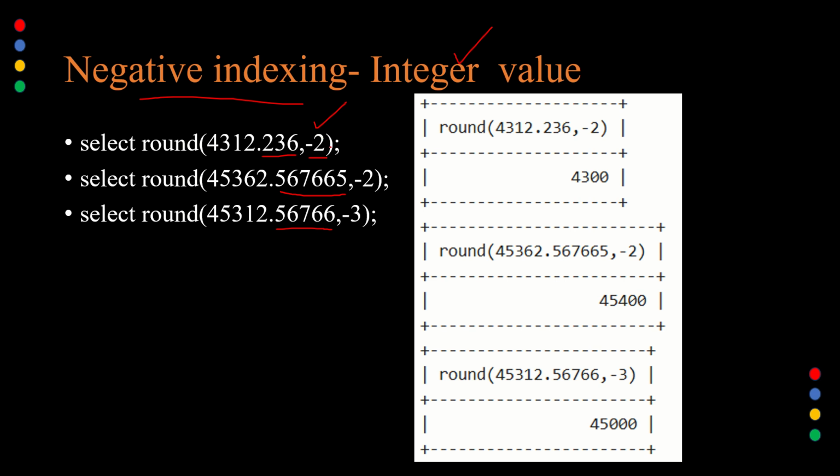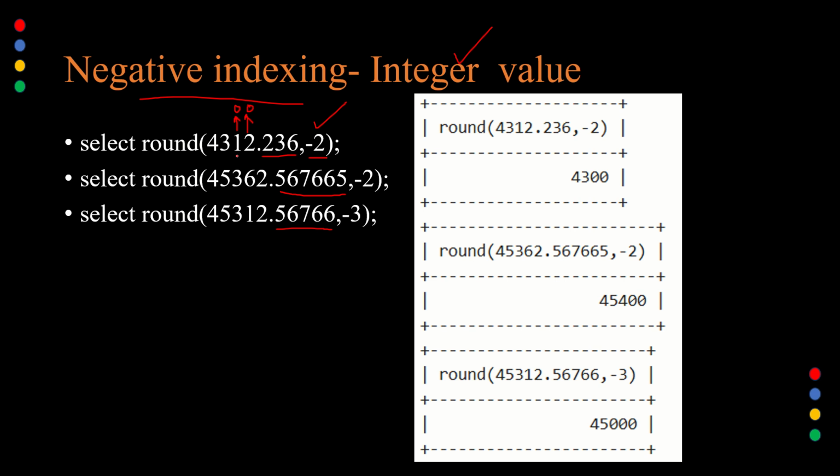Since it is -2, what you have to do is consider the 2 digits just before the decimal point. Since 2 is mentioned, those 2 digits have to be converted to 0.